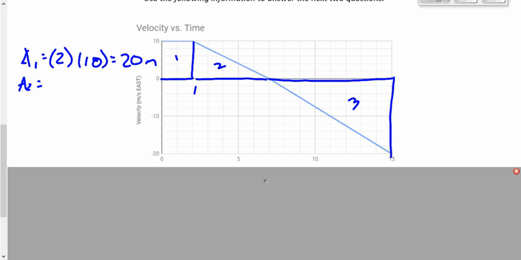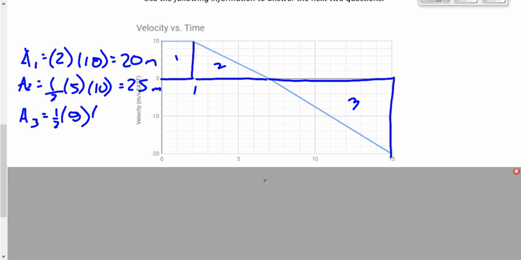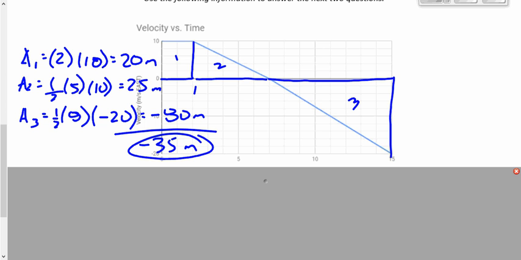Area 2 is, what are we going from 2 to 7? So the base is 5, the height is 10. Is that 25, I think? It's a triangle, so area 3 is 1/2 of, what's the base here? We're going from 7 to 15, the base is 8. What's the height here? Negative 20, good, negative 20. So what's that, negative 80, I think? 20 plus 25, subtract 80 is negative 35. So displacement here is negative 35.